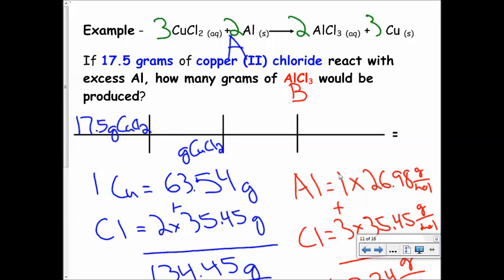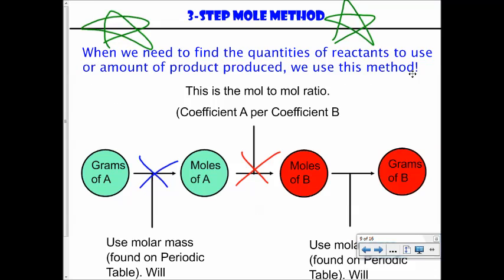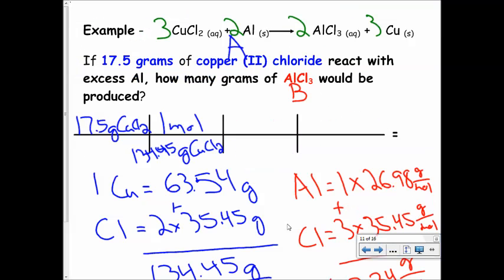And how many grams of CuCl2 do we have? 134.45, and that is per 1 mole. Now if we jump back 2 slides and look at this, we're done with going from grams of A to moles of A. Now we need to go from moles of A to moles of B. So we are going to use our coefficient of A to our coefficient of B. Our coefficient of A, copper 2 chloride, is 3. Our coefficient of B, aluminum chloride, is 2.